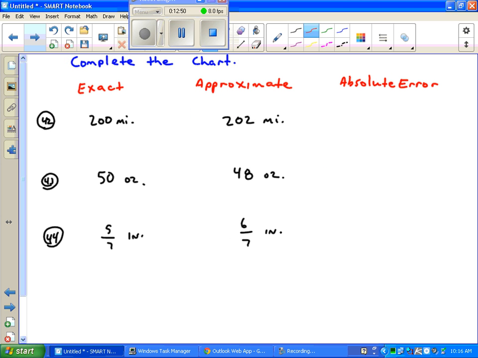The last part you had to do was fill in the absolute error. Again, leaving the relative error off. We'll get to that later. 202 miles minus 200. Take the larger one and subtract the smaller one from it. 2 miles is your absolute error for the first one. 50 minus 48 ounces is 2 ounces is your absolute error. And then 5/7 and 6/7. Take the larger, 6/7, and subtract 5/7 from it. 1/7 of an inch is your absolute error for that one.